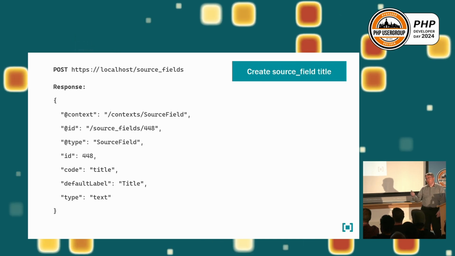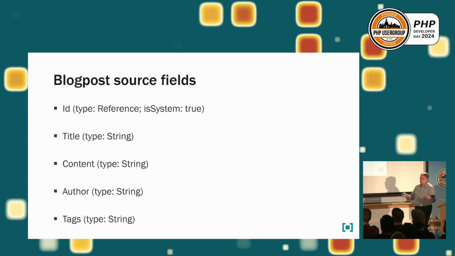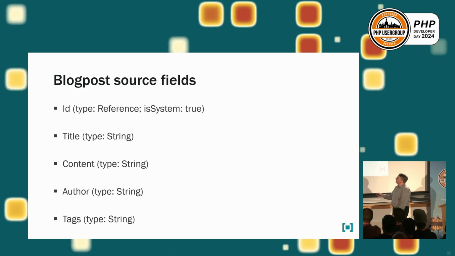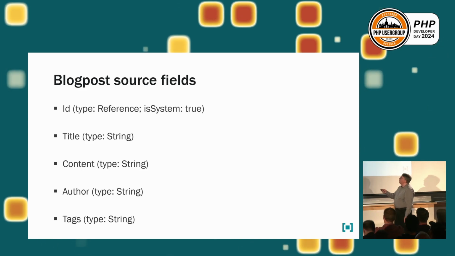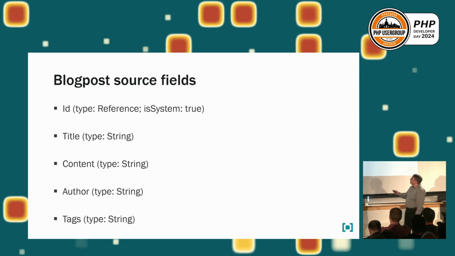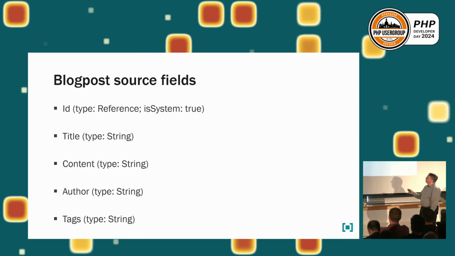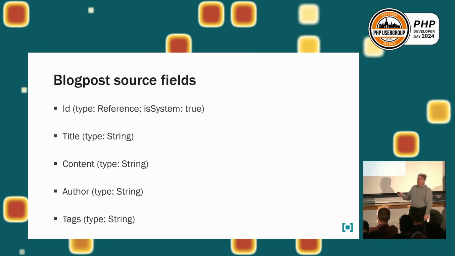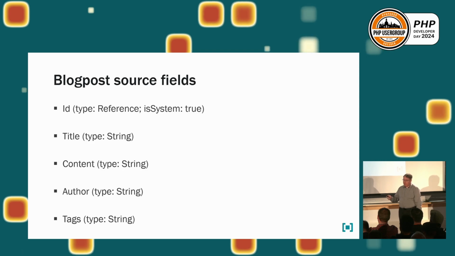I felt it was stupid to go over all the different source fields I added, so I just compiled here what I did. As I just mentioned, the ID field needs to be called ID, it needs to be of type reference, and very important, it needs to be flagged as a system field. Again, I made a mistake. It took me a few hours to figure out why, but I finally found the issue.